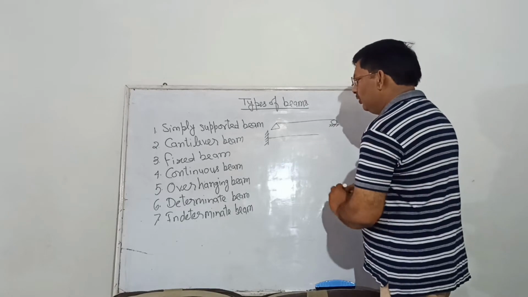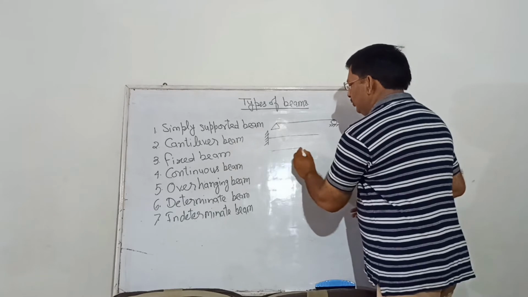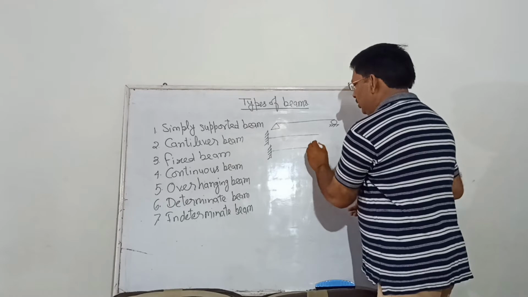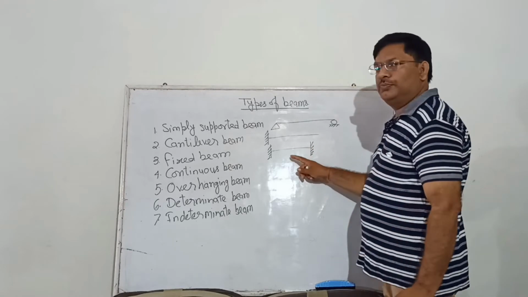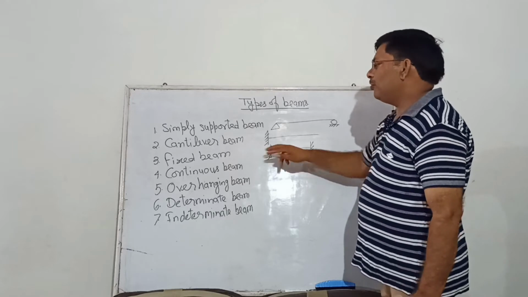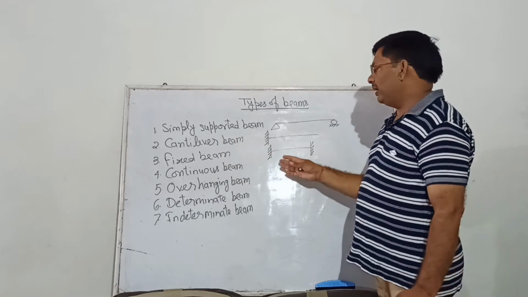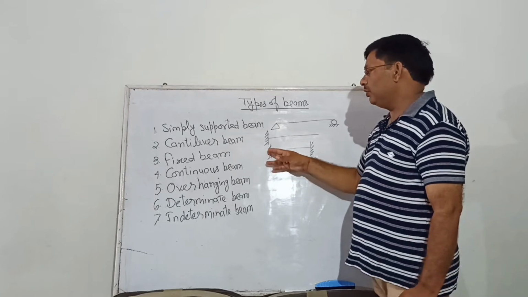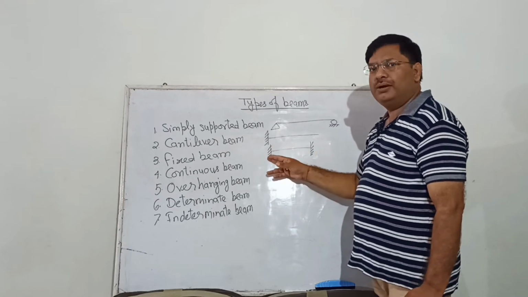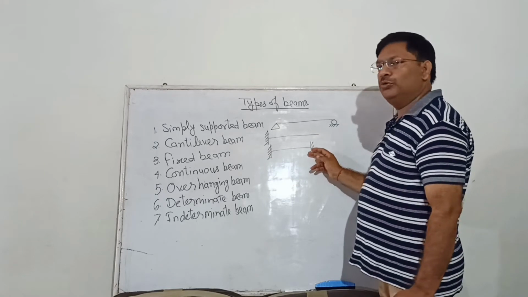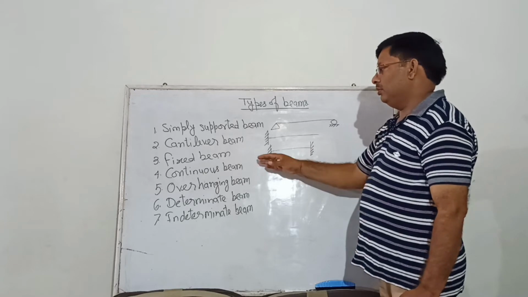Now the third one is the fixed beam. You can see if we fix both ends of the beam, here I have fixed both ends of the beam, this end is fixed and this end is also fixed. So this type of beam is called a fixed beam. Whenever you draw the free body diagram of this beam, you will take one vertical reaction, one horizontal reaction and one moment at this end. Similarly, one vertical reaction, one horizontal reaction and one moment at this end.